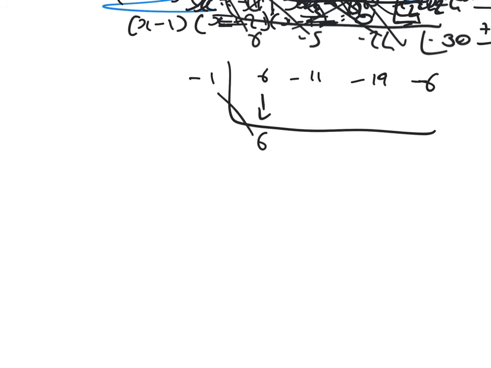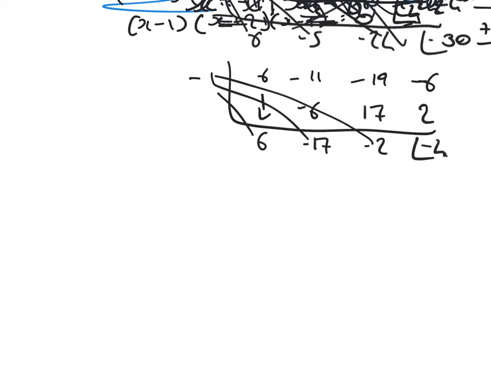Okay, drop the 6 down. 6 times minus 1 is minus 6. Minus 6 minus 11 is minus 17. Minus 17 times minus 1 is 17. Minus 19 plus 17 is minus 2. Minus 2 times minus 1 is 2. So minus 6 plus 2 is minus 4. Okay, it didn't work, so let's try 2.